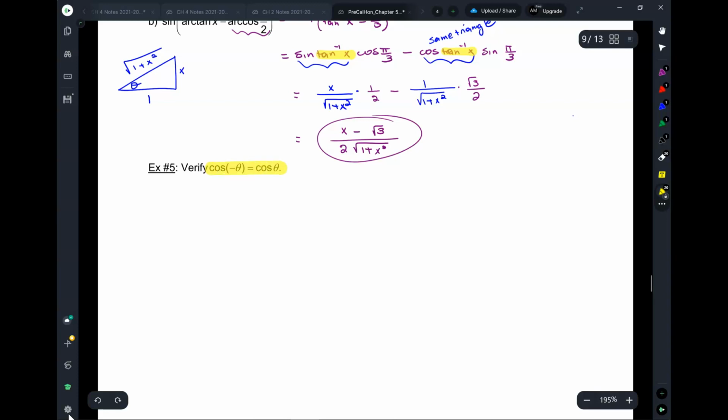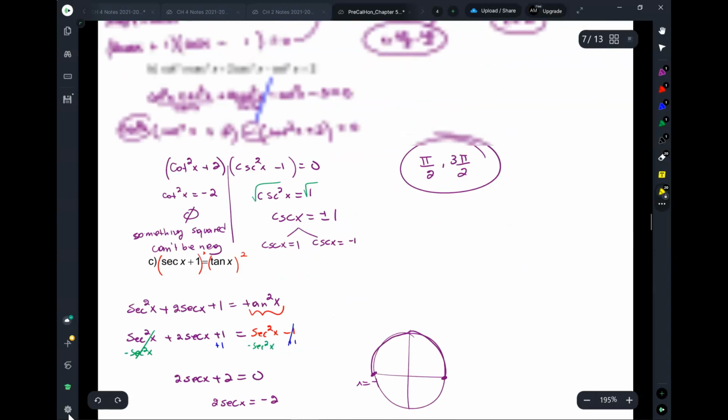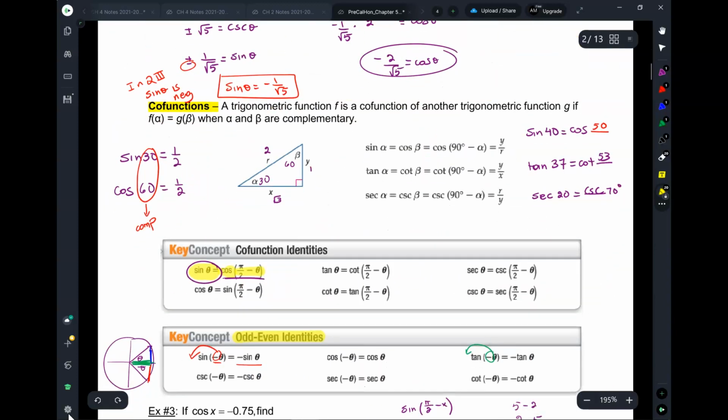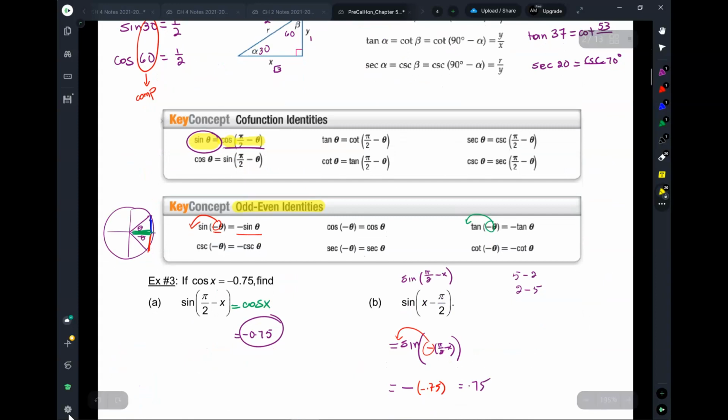This next one, look at this. Cosine of inverse theta equals cosine theta. You know what that is? That is an identity from section 1. Cosine of inverse theta is equal to cosine of theta. That's that identity. So what that problem is asking us is to sort of prove that that identity is true. We're not really proving, we're verifying, which is like proving.